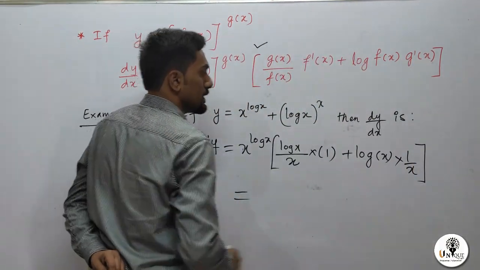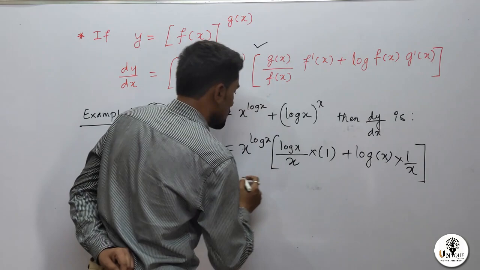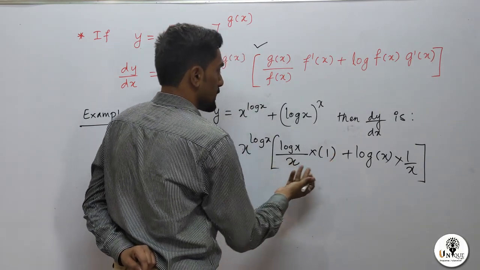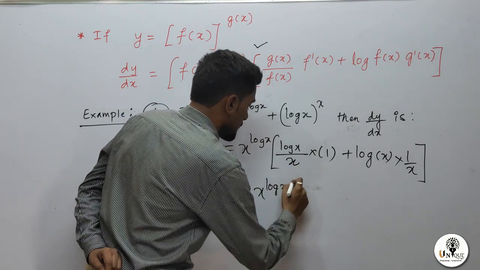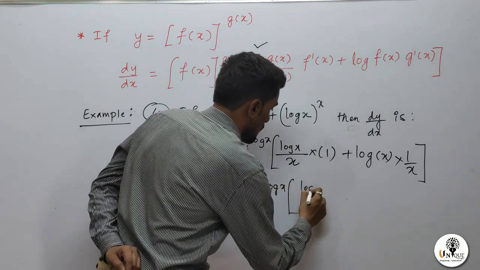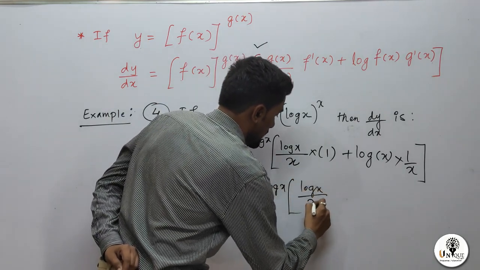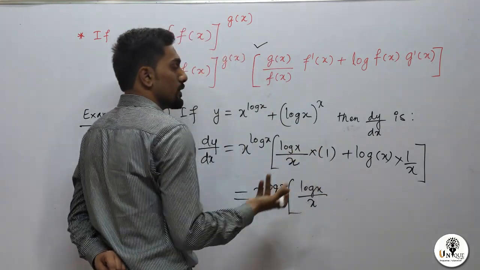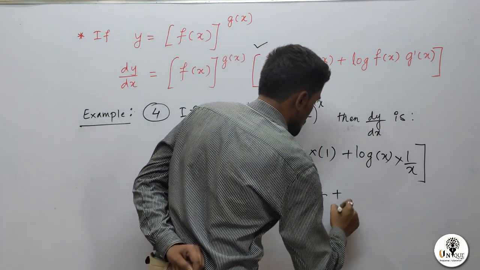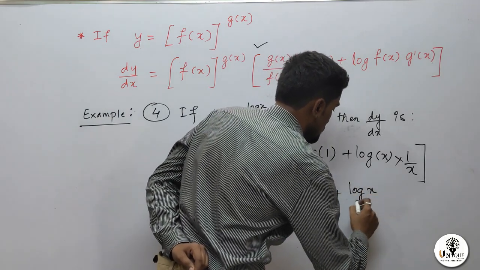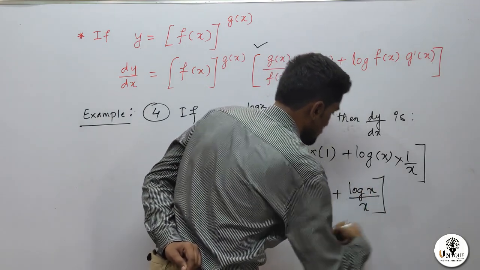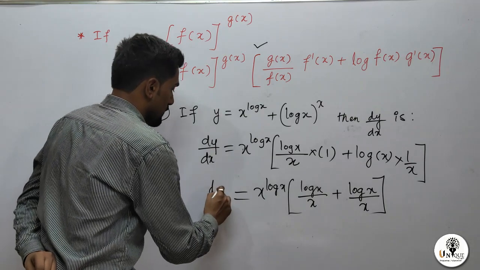You can simplify this. There is no such simplification. So x raised to log x as it is, log x divided by x, because 1 into anything is equal to the same, and log x divided by x. This is the final answer.